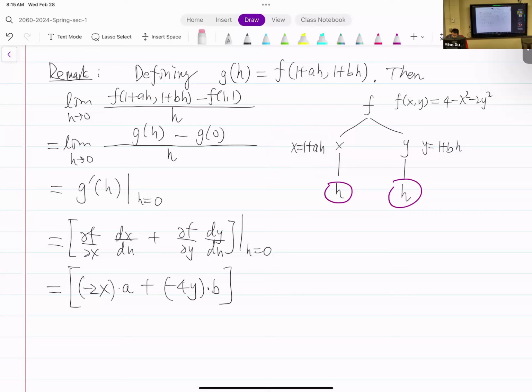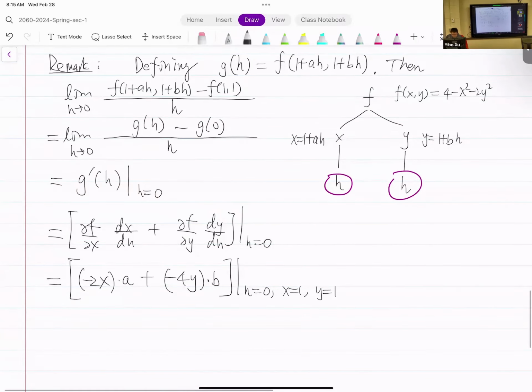And here we realize that when we are evaluating at h equals 0, we are also evaluating the x and y values, right? So when h is 0, x must be 1, and y must be 1, by the parameterization.